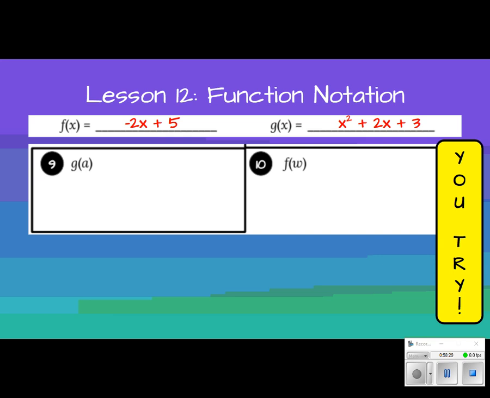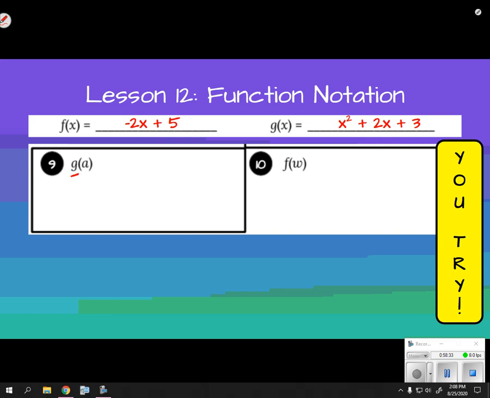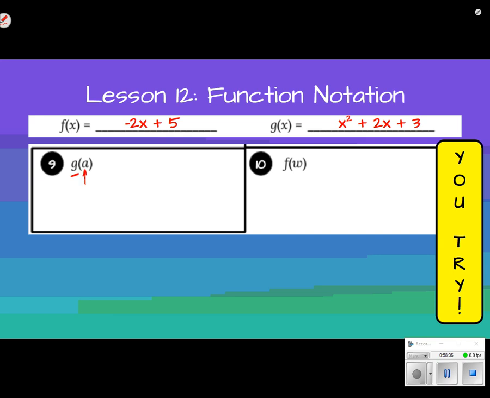So think back to what we're doing. We're taking a function. In this case, we're taking function g, and everywhere there's an x, I'm going to replace it with an a. So in g of x, I have x squared. Well, I'm going to replace x with a squared. Plus 2 times x, so plus 2 times, don't write x, write a, plus 3. And that's it, that's all you can do. All they're telling you is to replace x with a. Not too bad. You try number 10.